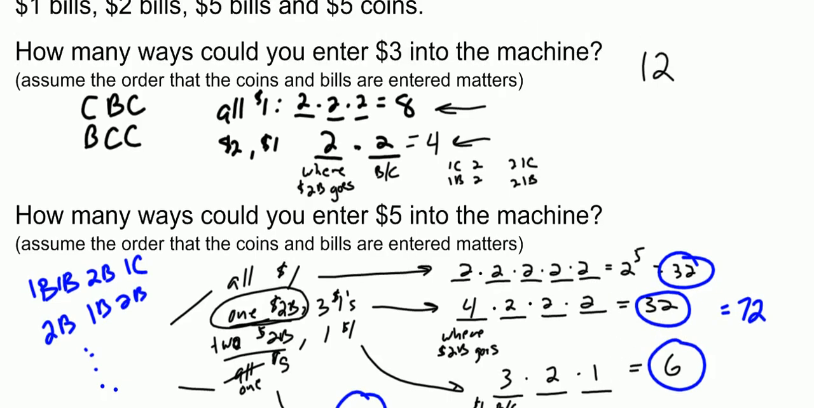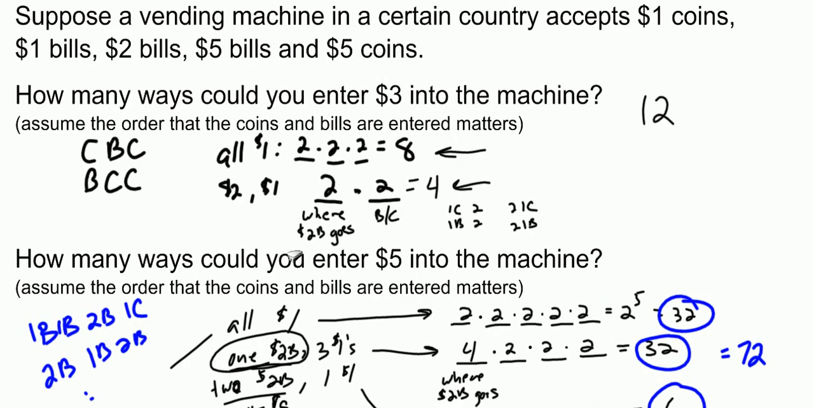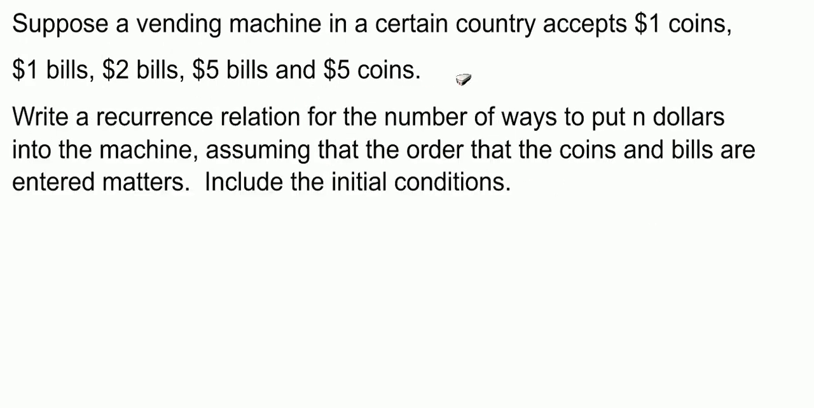Okay? Now, we don't want to sit here and do this forever, so what we'd like to do is be able to come up with a recurrence relation. And that's really the next part of this. We're going to try to write a recurrence relation for the number of ways to put n dollars into the machine, assuming that the order of the coins and bills entered matters, and we need to include the initial conditions. Okay, now once we get above 5, we should be able to come up with a formula.